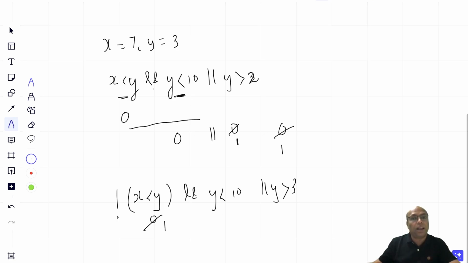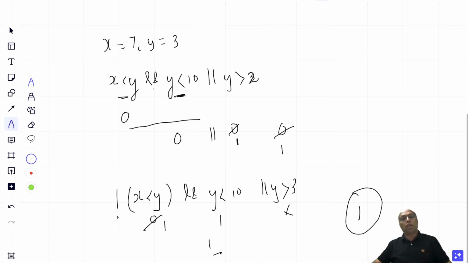y is less than 10 is 1. 1 and 1 is 1. Since the left hand side of the or is 1, the right hand side will not be solved. The answer is 1. Okay.